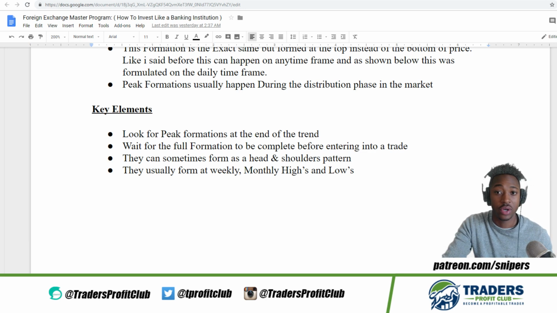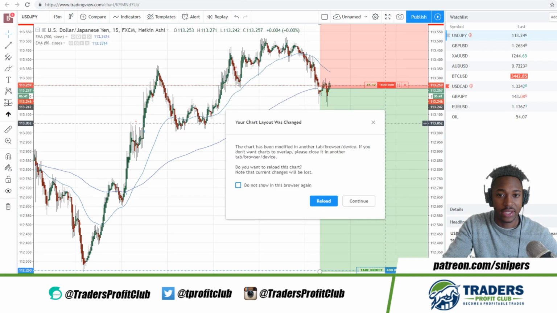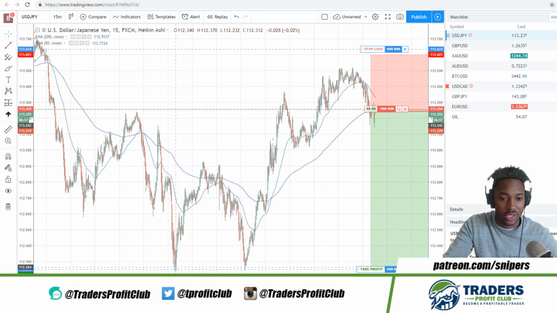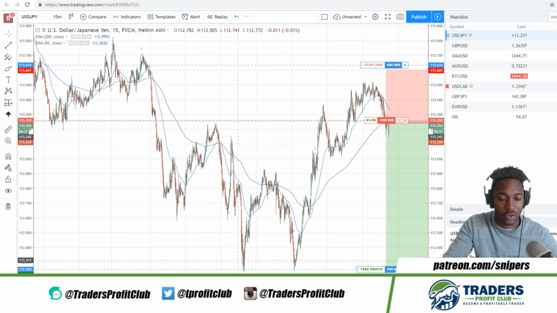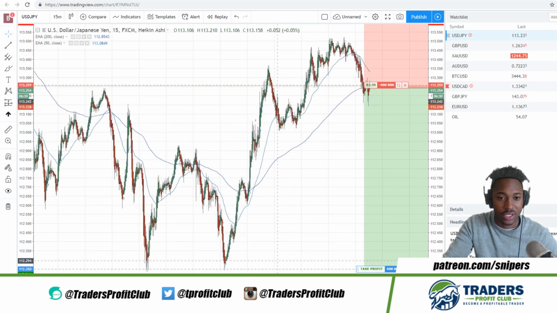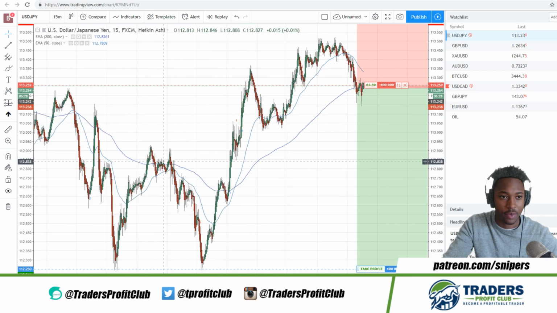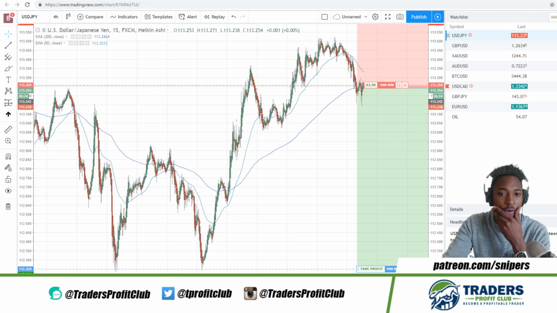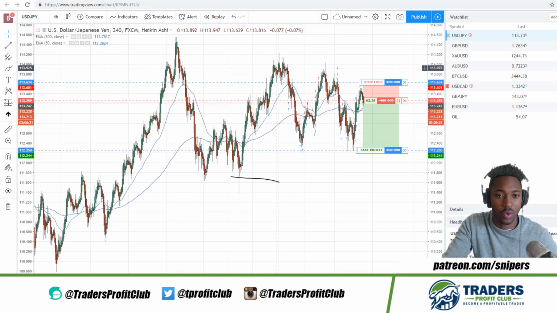I want to tell you guys that that's really important. When these peak formations form, they usually form around the weekly and monthly highs or lows. So we'll look if that is correct. Right here, we can see this was the 6th of December, and actually this is the 10th right here. So we're looking at this USD JPY. Actually, this isn't a good one to go over because we're on the 15-minute chart. Let's go to a 4-hour chart and see what we're talking about here.